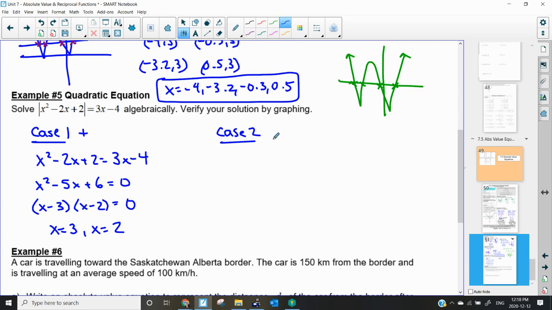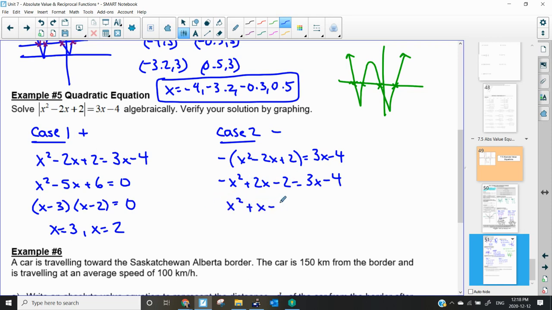So case number two, we have to consider when that expression inside the absolute value function is negative. So a negative bracket x squared minus 2x plus 2 is equal to 3x minus 4. And when I'm multiplying through, I'm going to have negative x squared plus 2x minus 2 equals 3x minus 4. I can again move everything to one side, and I'm going to have x squared plus x minus 2 equals 0.